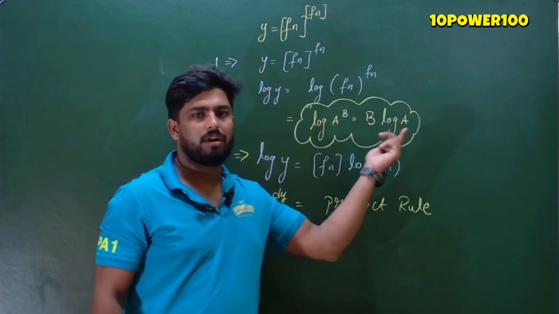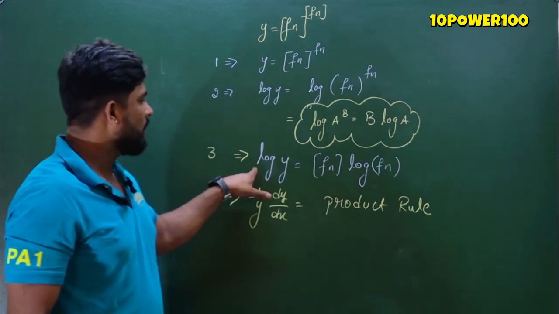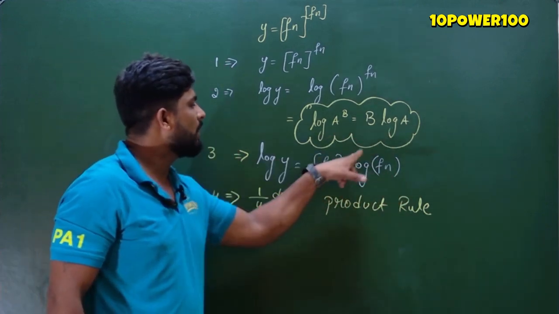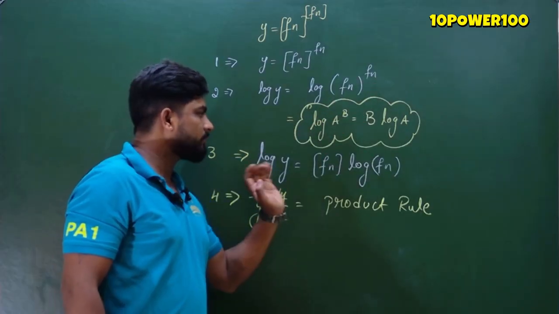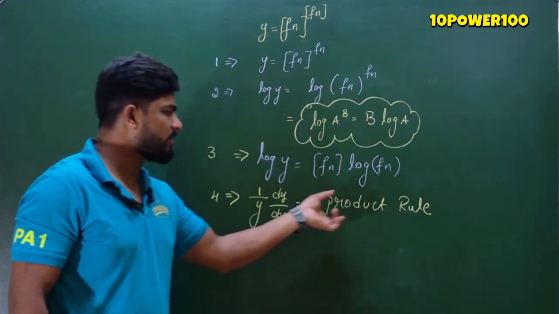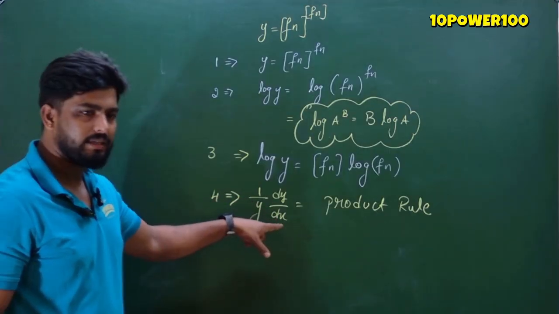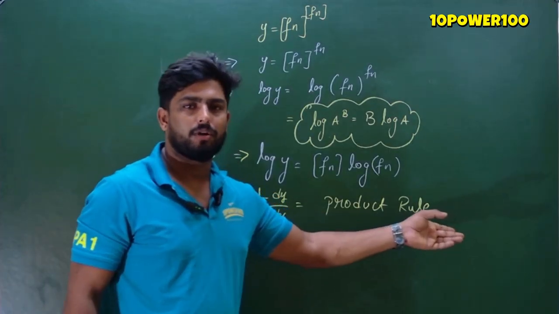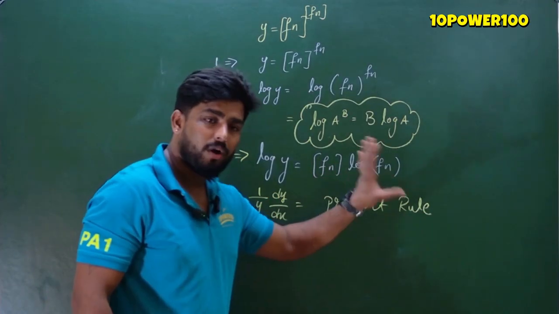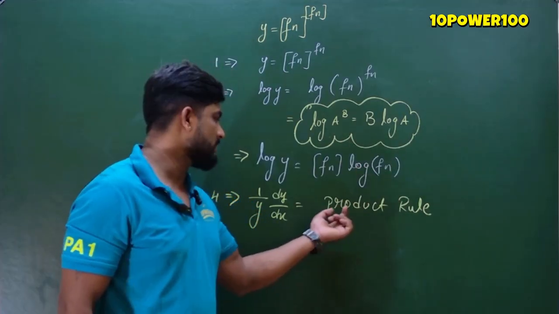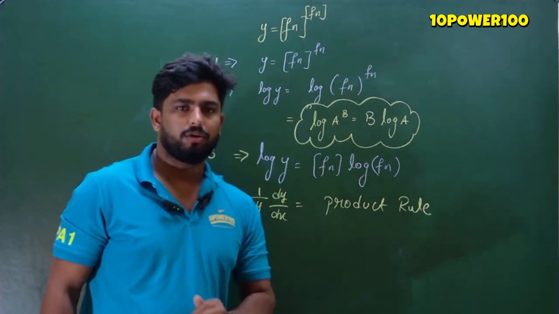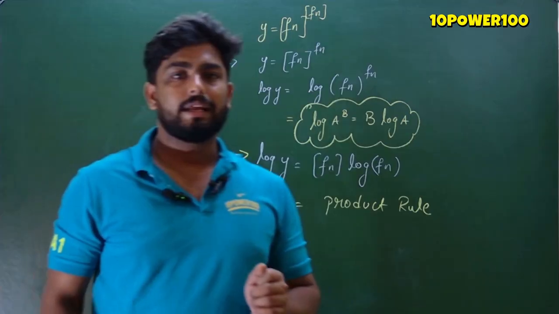So this is called b log a. Once we bring down the power to the base, after that we just use differentiation. So the differentiation: 1/y into dy by dx is equal to, this side it is product rule, and always this side will be product rule most of the time. Okay, 99% of the time, this side will be product rule. So you have to see this clearly and remember it, don't miss it.